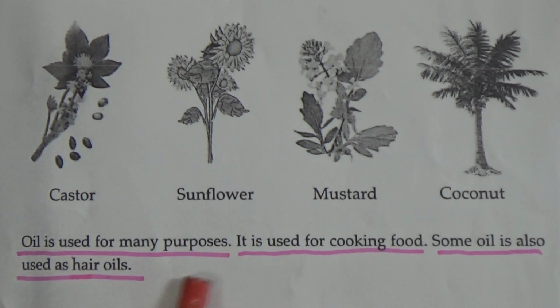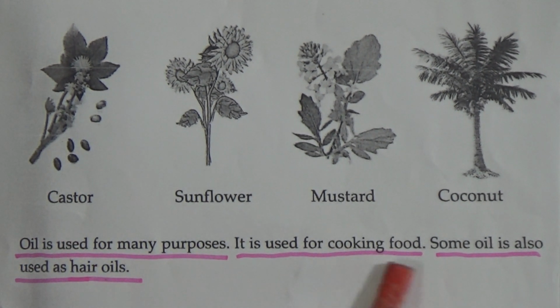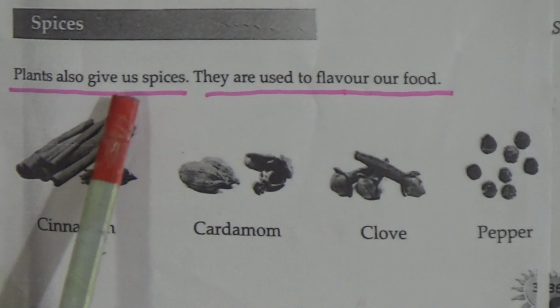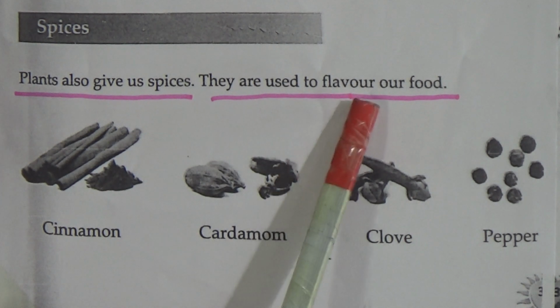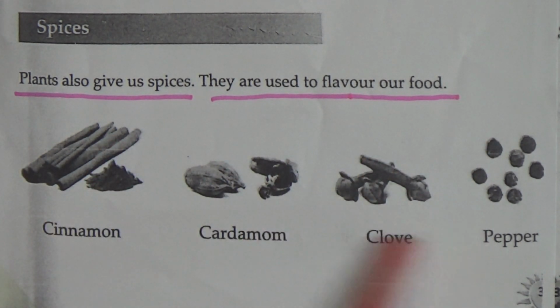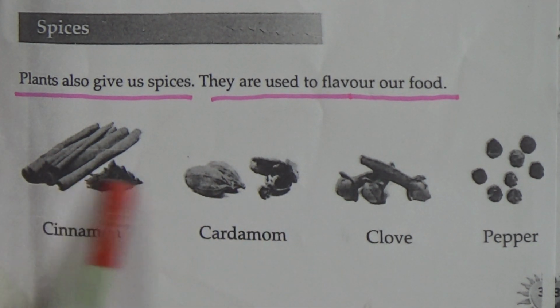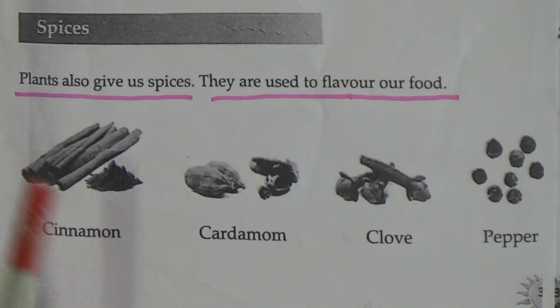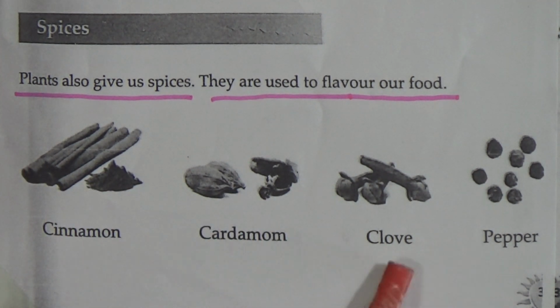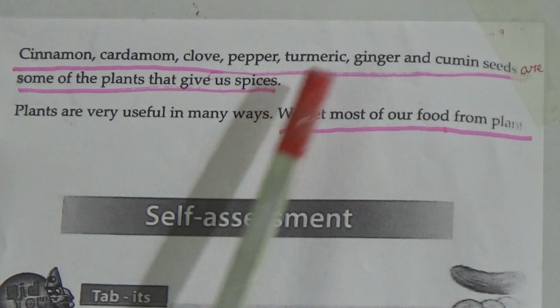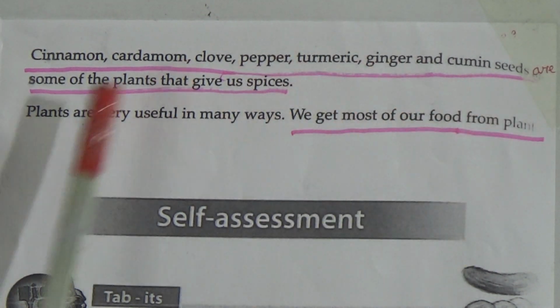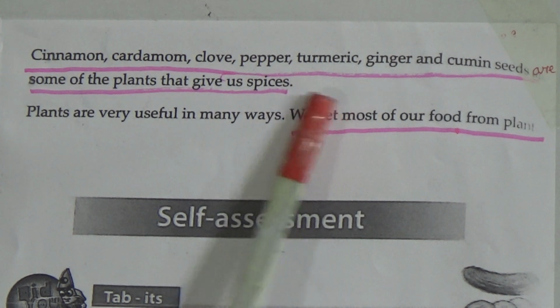Oil is used for many purposes. It is used for cooking food. Some oil is also used for hair oils. Spices. Plants also give us spices. They are used to flavor our food. My dear students, see this figure. These are the examples of spices. Okay, and spices are used to flavor our food. This is cinnamon, cardamom, clove, pepper. Cinnamon, cardamom, clove, pepper, turmeric, ginger and cumin seeds are some of the plants that give us spices.